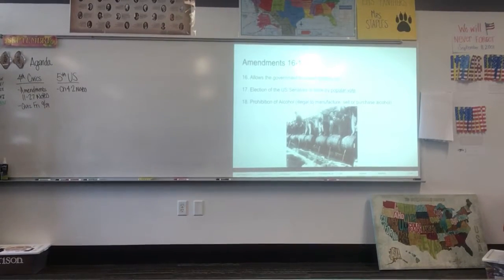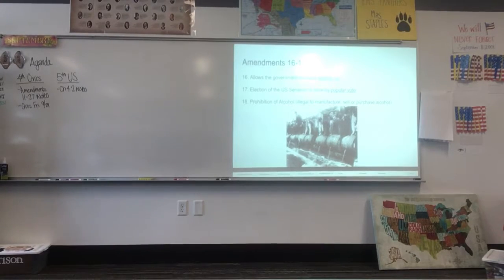Amendment 17, this is the election of U.S. senators, is done by popular vote. So I go to the polls and I vote for Senator so-and-so. Then that's one vote in Senator so-and-so's bucket. Okay? And the senator who gets the most votes is the senator. Not like the president, where the president's elected by the Electoral College.